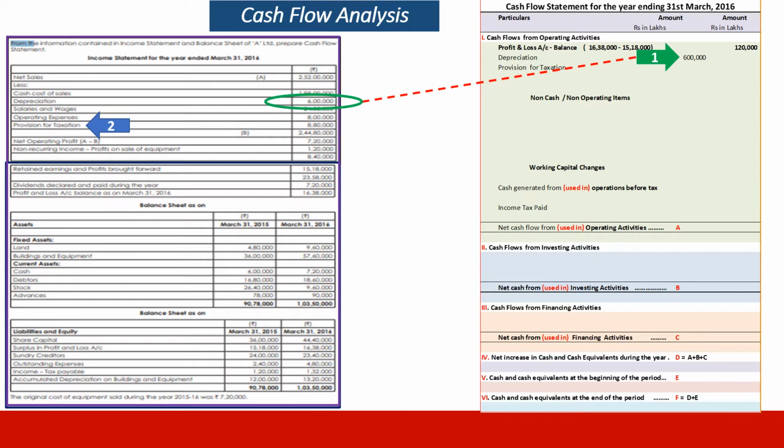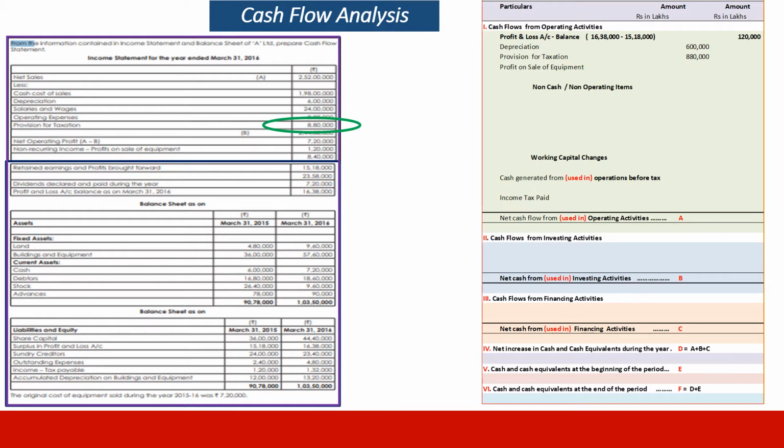Third item that comes is provision for taxation. There is a presentation in respect of taxation which we remove provision and we show it separately, and therefore we remove provision for taxation, we calculate taxes paid. Hence the second item will be provision for taxation. Provision for taxation is at 8 lakh rupees. It is getting 8,80,000 getting posted here.